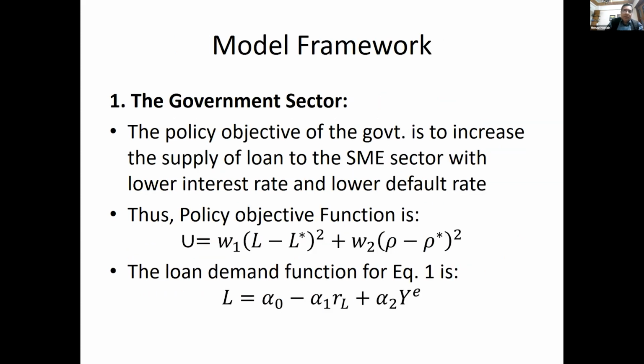So here you see the government's policy objective function, which depends on the credit loan to the sector. Here L star is the desired loan, L is the current amount of loan, and rho is the credit default risk. Our standard, or the optimum level of credit default risk, is rho star. After skipping some steps, the final loan demand function for equation 1 stands as this last one, where it depends on the interest rate as well as the output of the SME sector.